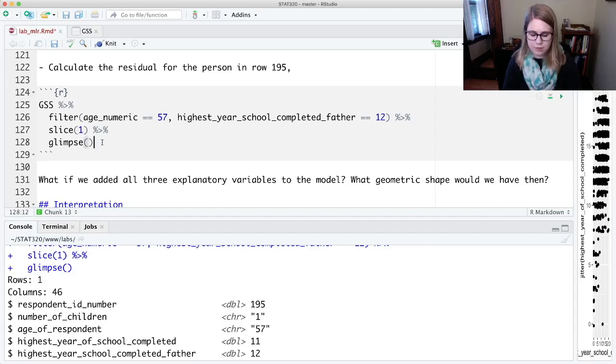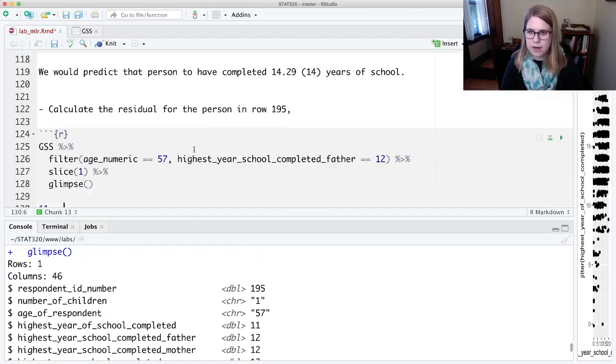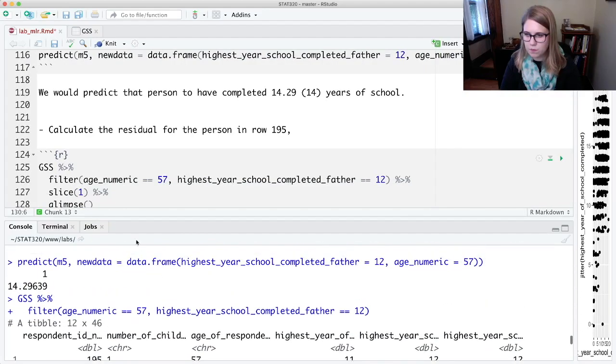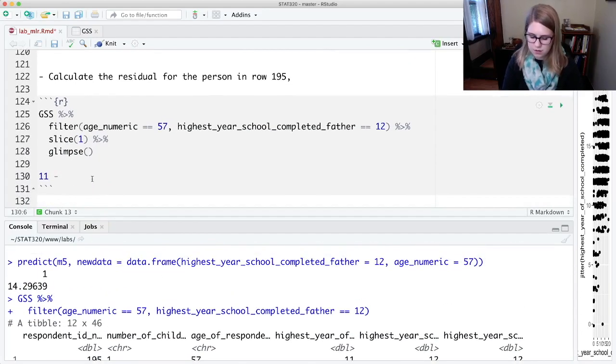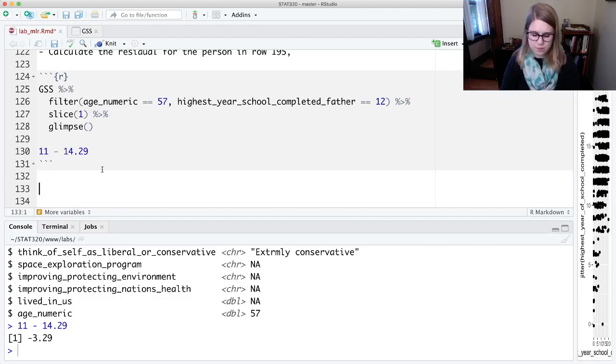And if we wanted to find the residual, we would have our observed number, which was the 11 that they actually completed, minus the predicted value. What did we find? 14.29. So the residual is negative 3.29.